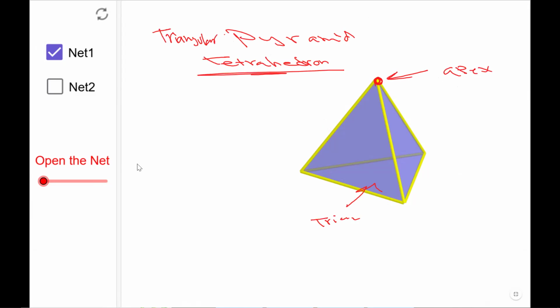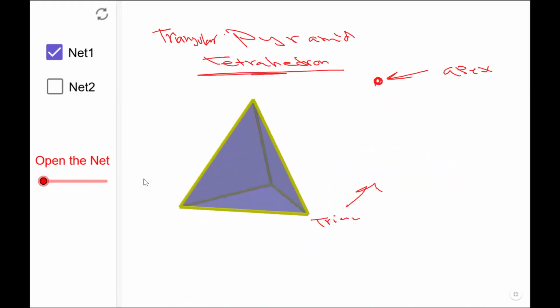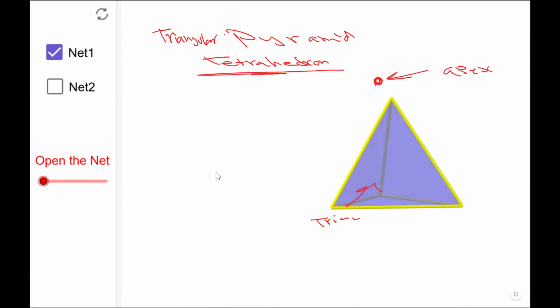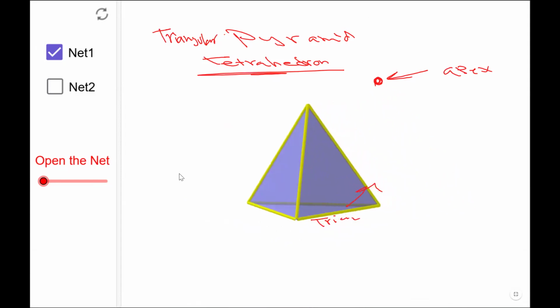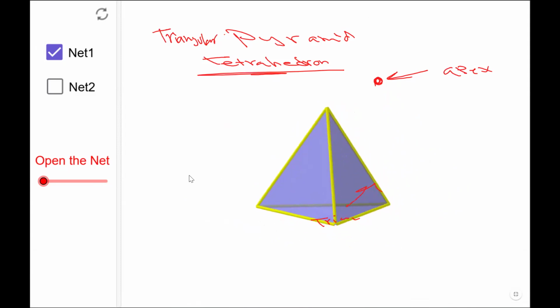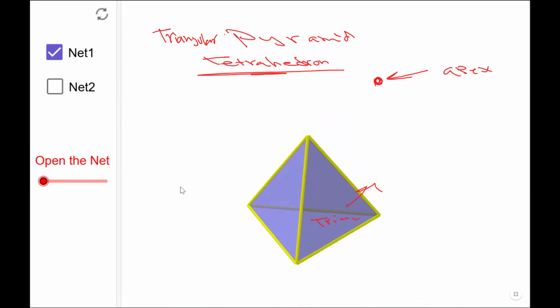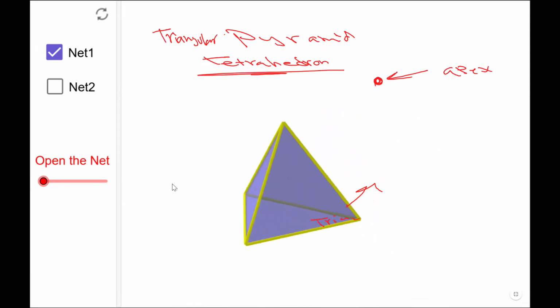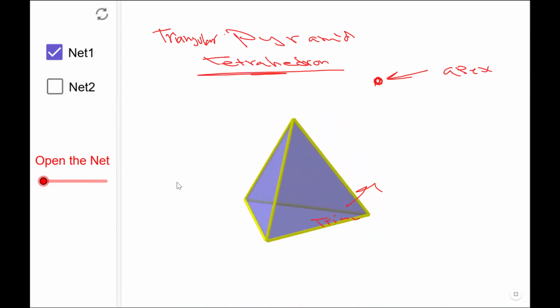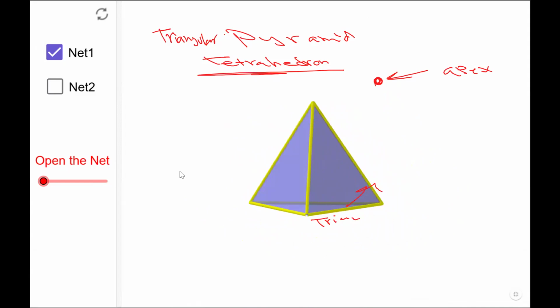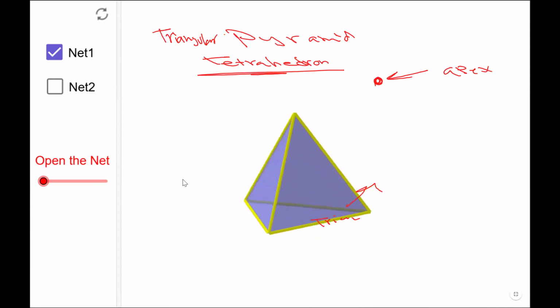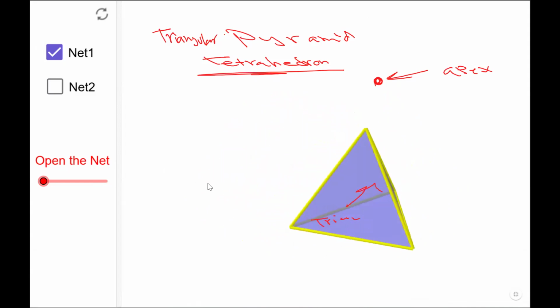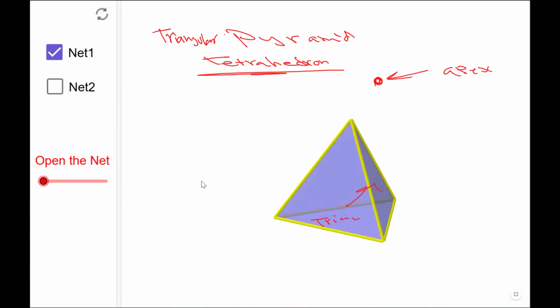While moving around the pyramid, you will find that all the side faces are triangles. So the main idea for the pyramid is that the side faces are triangles, and we have a central point in front of the base. We name the pyramid as its base. So this pyramid is called triangular pyramid, or you can call it tetrahedron.